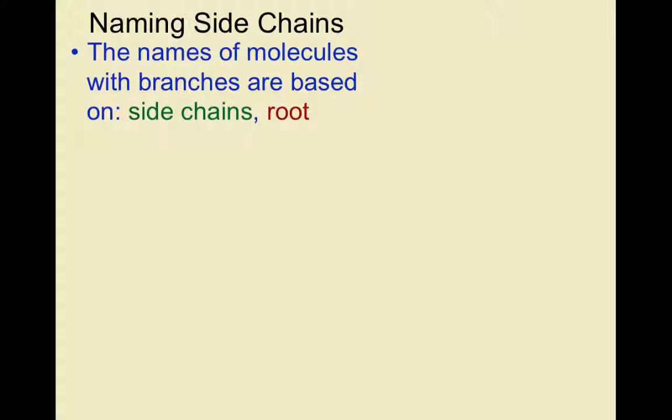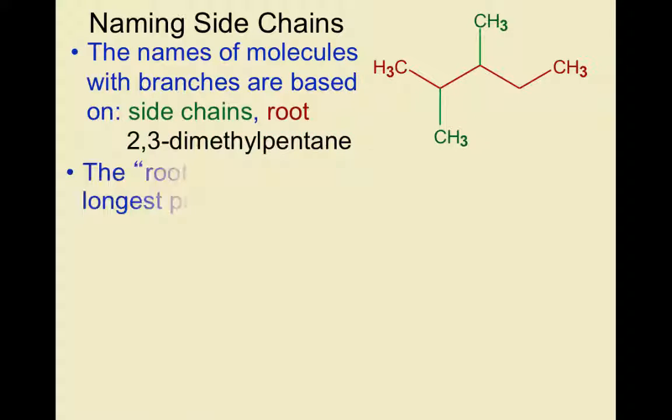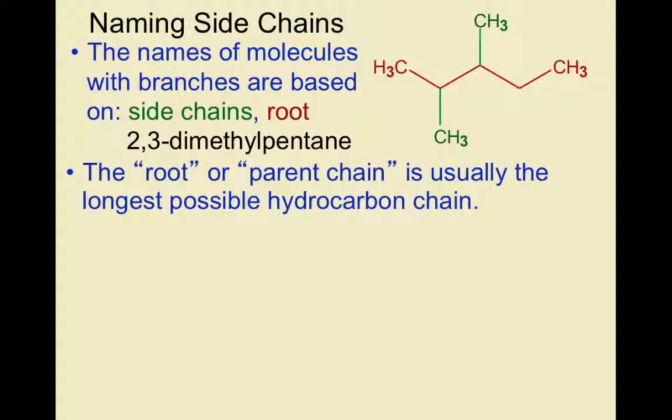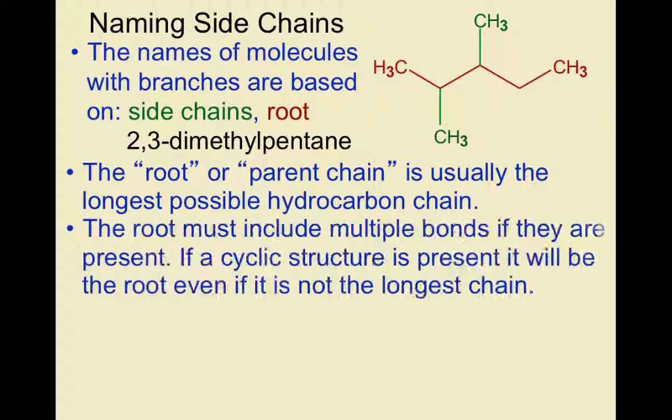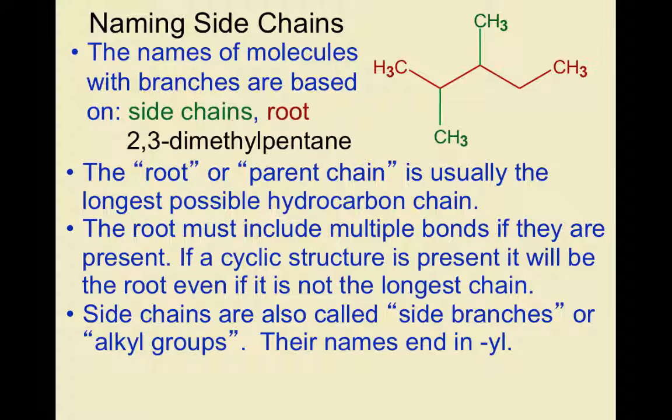Okay, if we have side chains, the side chains are going to have names, or the branches are going to have names. This here is 2,3-dimethylpentane. Now let's just look at this for a second. I'm going to activate the pen. Here we have 1, 2, 3, 4, a 5-carbon chain, and they're all single bonds, which makes this a pentane.